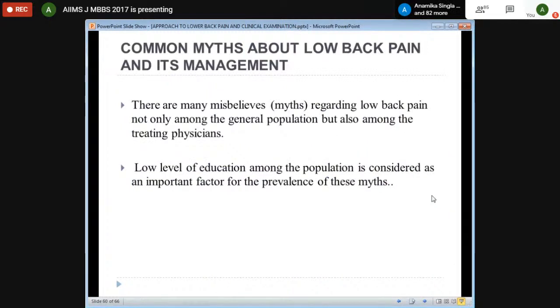Now there are different common myths regarding low back pain and its management. This is just for interesting purposes. There are many misbeliefs regarding back pain, not only among the general population but also among treating physicians. The main cause is considered to be a low level of education.